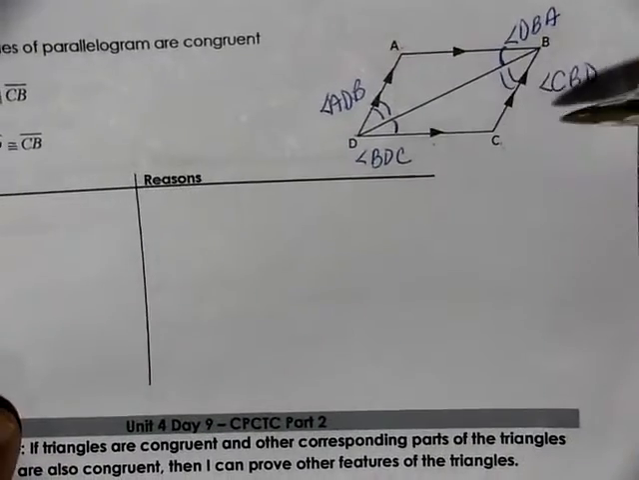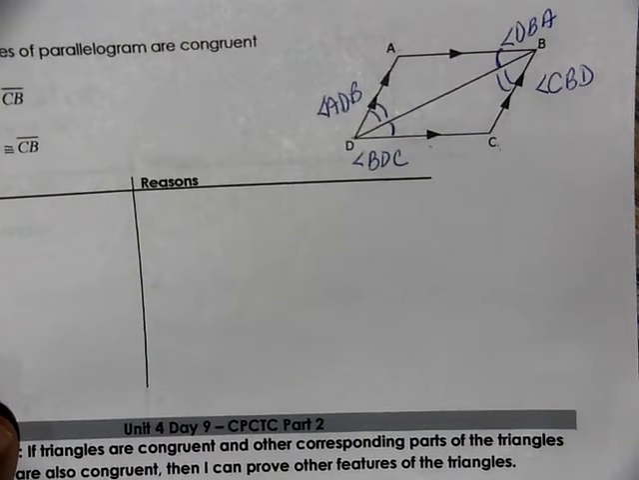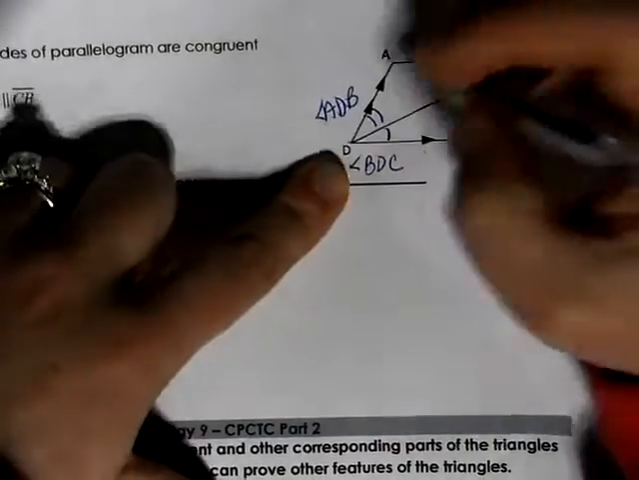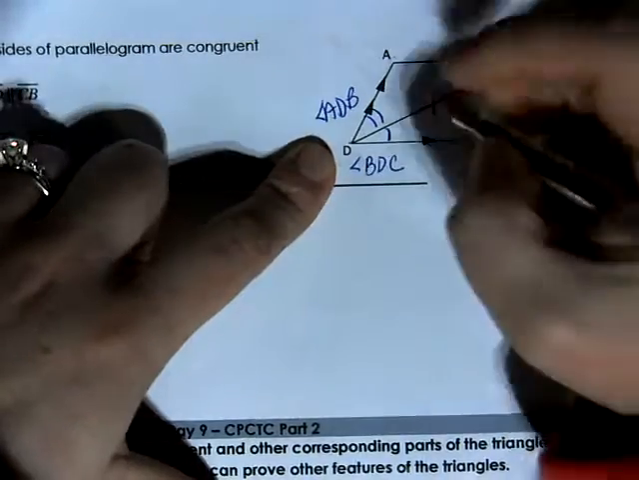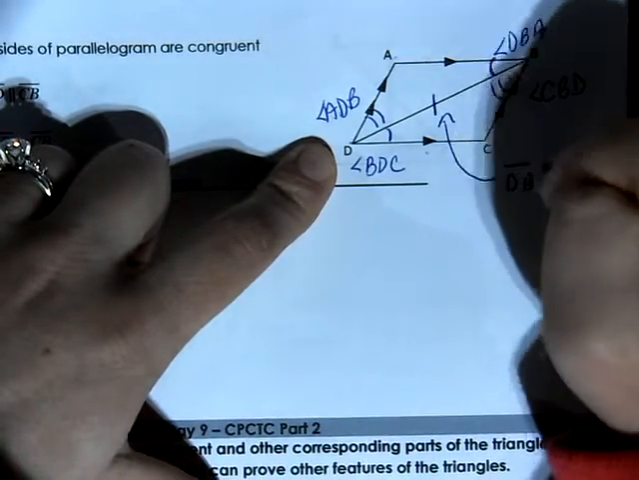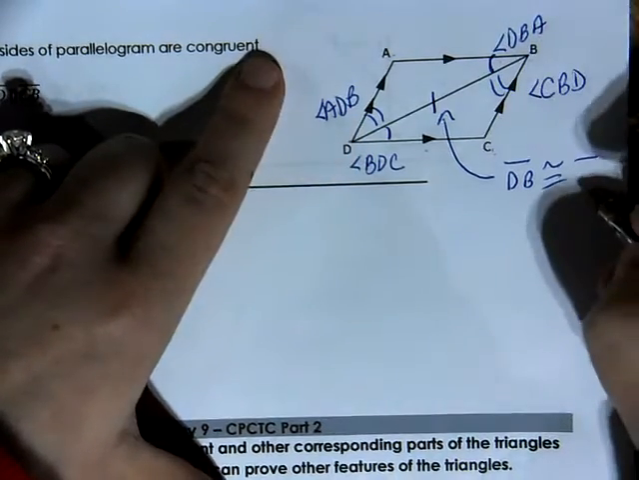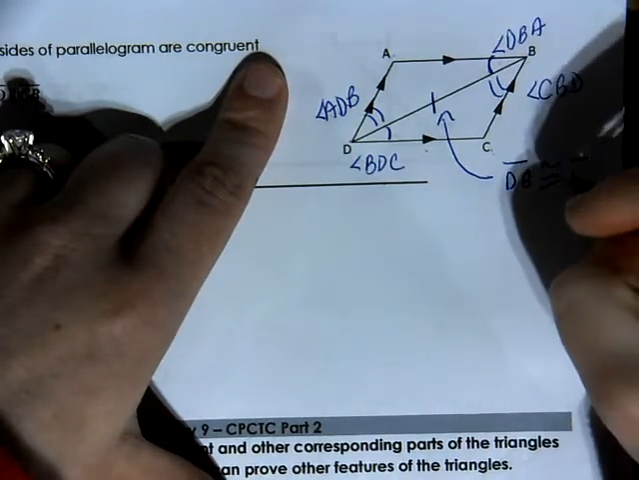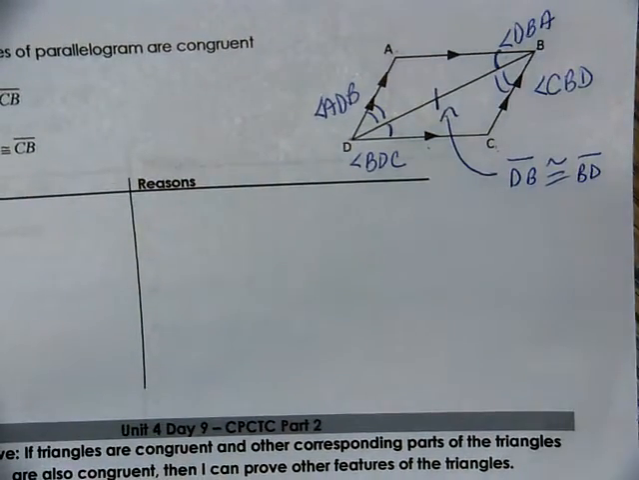So now that I have angles, I need a side. I absolutely need a side. Angle, angle, angle is not appropriate. So what I also see here is that they both share a side, and that side length is DB. So I'm going to say that segment DB is congruent to, and just based on matching angles, we have to flip-flop the letters. So this is going to be BD. And that's our reflexive property of congruence.